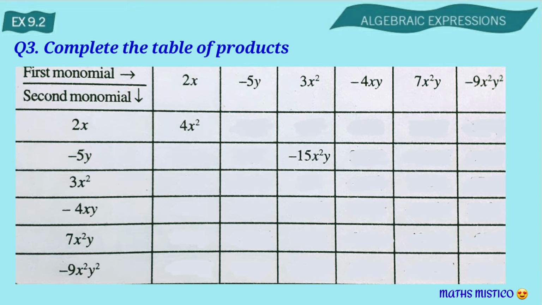Like in the first one, we have to multiply 2x and 2x, which becomes 2 into 2 into x into x. 2 into 2 is 4 and powers of x will be added. So we get 4x square. So please complete the whole table in the same way.